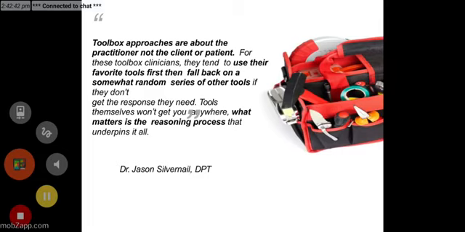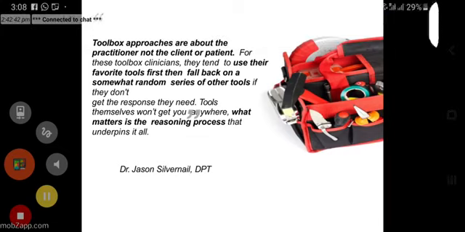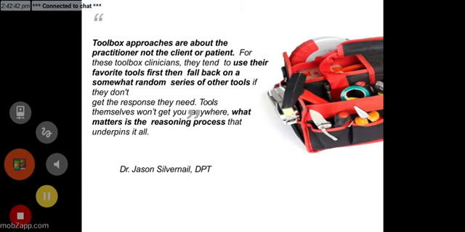As per Dr. Jason Silvernail, DPT, you cannot take a single tool to influence pain. You have to have a multi-dimensional approach when you are dealing with pain, and that is called pain reasoning. It is very important.